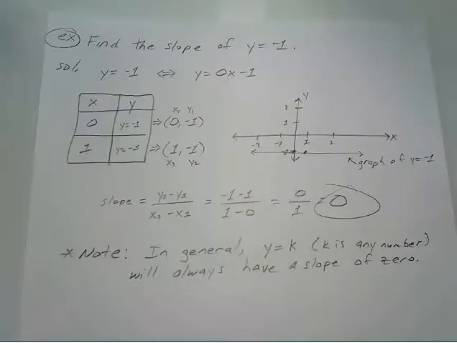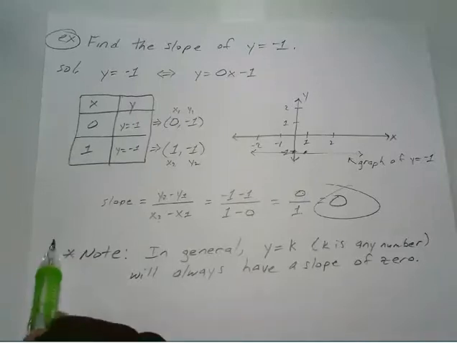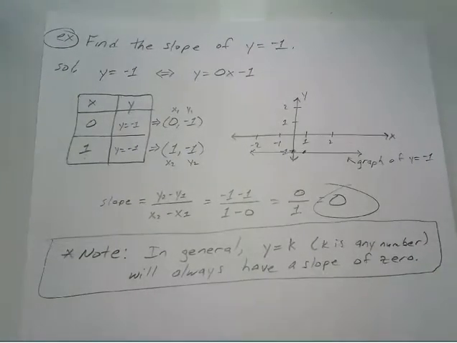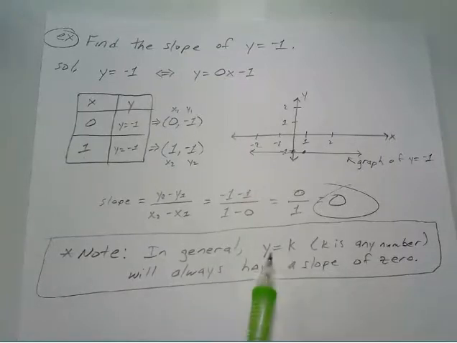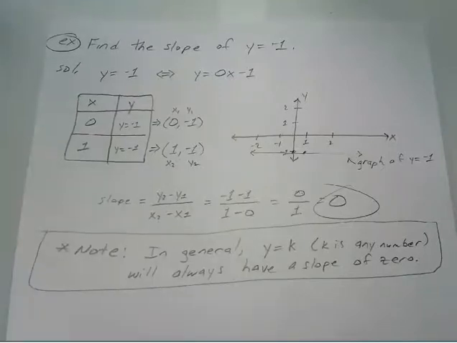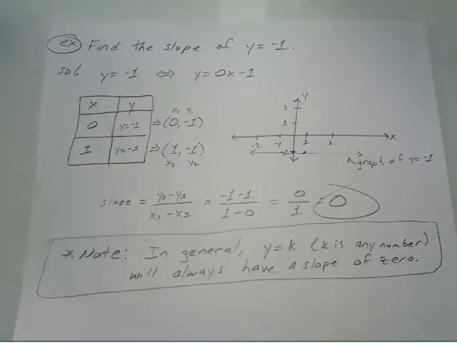Okay? Alright, so let's go to our next example. But remember that value there. When y is equal to any number, we'll always have a slope of 0. Alright, so we'll go to our next example, which is really similar to this one, but a little bit different.